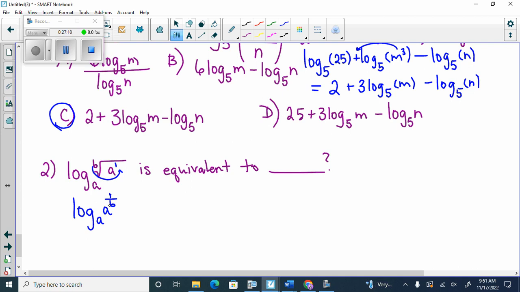Because when I sound ridiculous, like a to the blah, it's always the blah. That's the answer. The blah is the answer, right? If you don't remember that, you can just take that and drop it in front. 1 over b, log base a of a, which turns out to be 1.